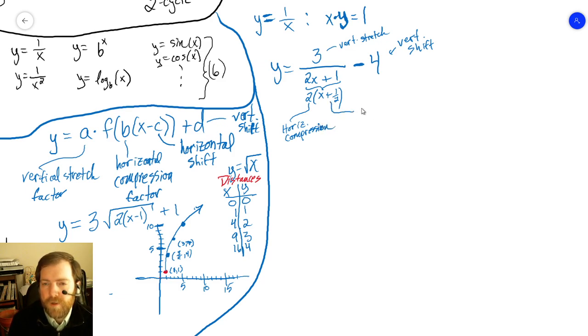And then the plus 1/2 is again a horizontal shift to the left a half.